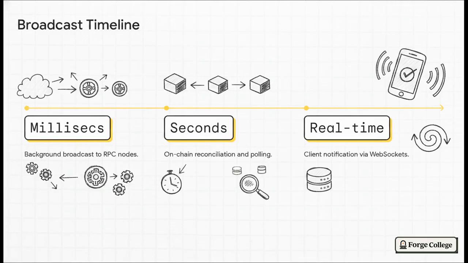This is on-chain reconciliation, where your system polls the blockchain to confirm the transaction actually went through and then updates your database. Finally, Step 7 is real-time client notification. Using WebSockets or server-sent events, your system pushes a notification right back to the client's UI, instantly changing that annoying pending spinner to a really satisfying confirmed checkmark.